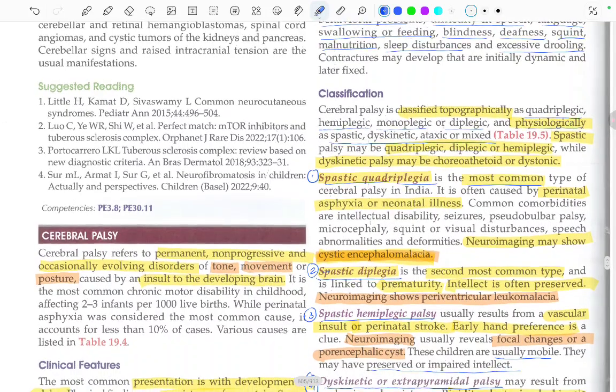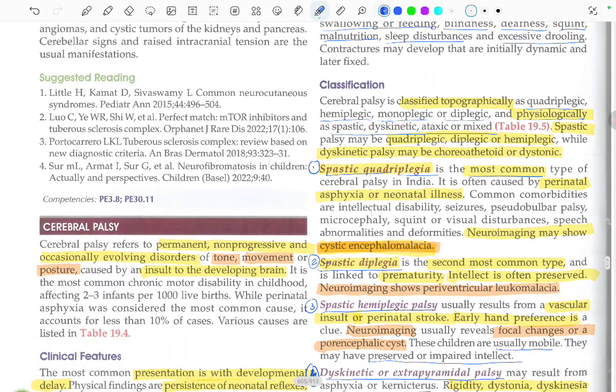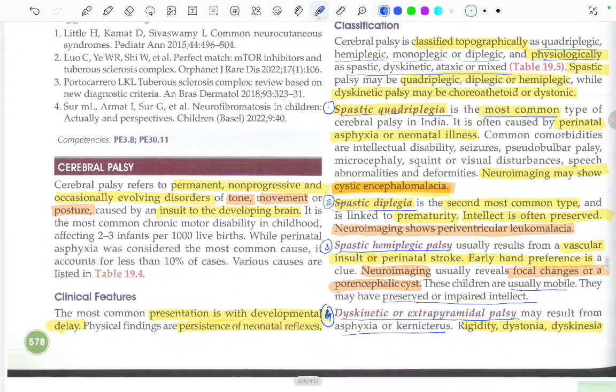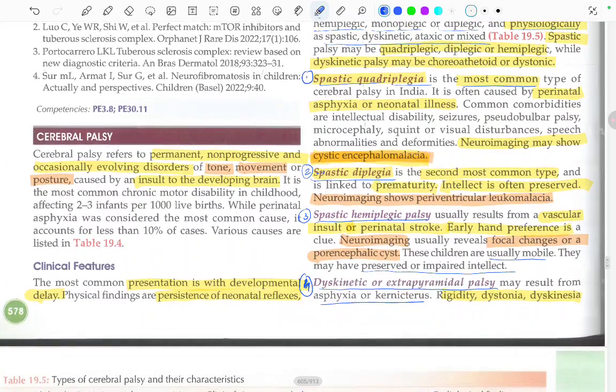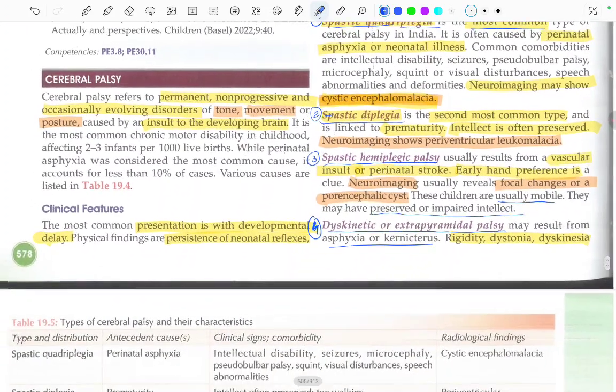Spastic quadriplegia is the most common type of CP in India, and it is caused by perinatal asphyxia or neonatal illness, and on neuroimaging we already saw cystic encephalomalacia. Spastic diplegia is the second most common type, linked with prematurity, intellect may be preserved, and on neuroimaging there will be periventricular leukomalacia. Okay. Spastic hemiplegia is due to vascular insult or perinatal stroke. Early hand preference will be seen in this hemiplegic palsy, and on neuroimaging there will be focal changes or a porencephalic cyst.